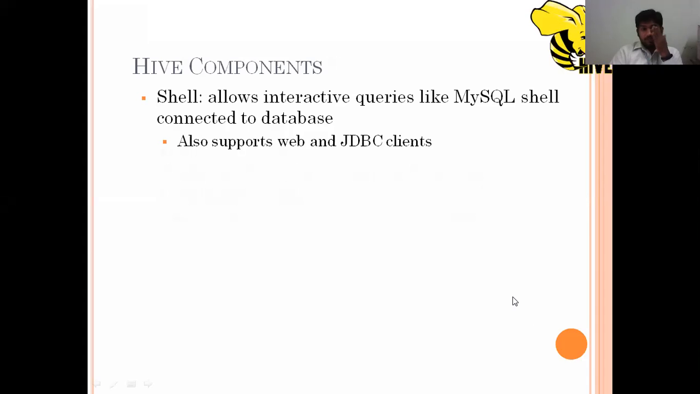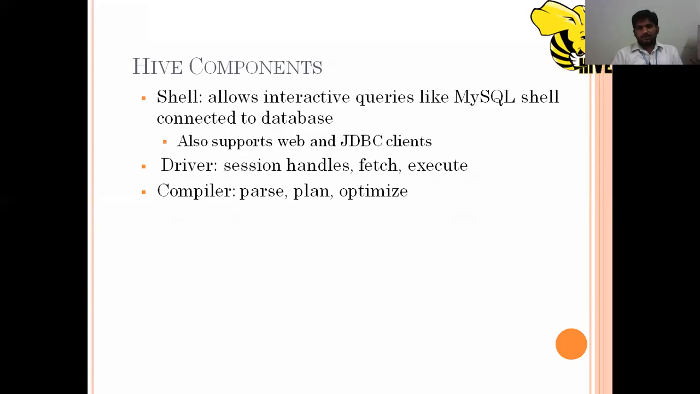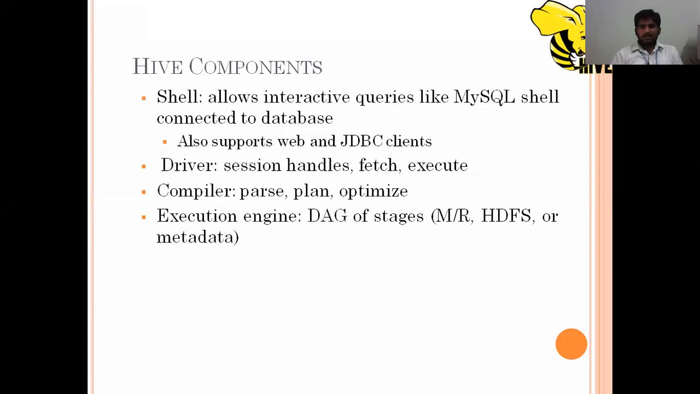Then, what are the Hive components? We have a shell. By using the shell we allow interactive queries, like a MySQL shell connected to a database. It supports all JDBC clients and drivers, session handles, fetch and execute, and the compiler parses, plans and optimizes. Then there is the execution engine. You know what a DAG, directed acyclic graph, is. Stages are MR stages and HDFS metadata stages. MR means MapReduce, so don't be confused. We perform the execution engine. These are the main components of Hive.